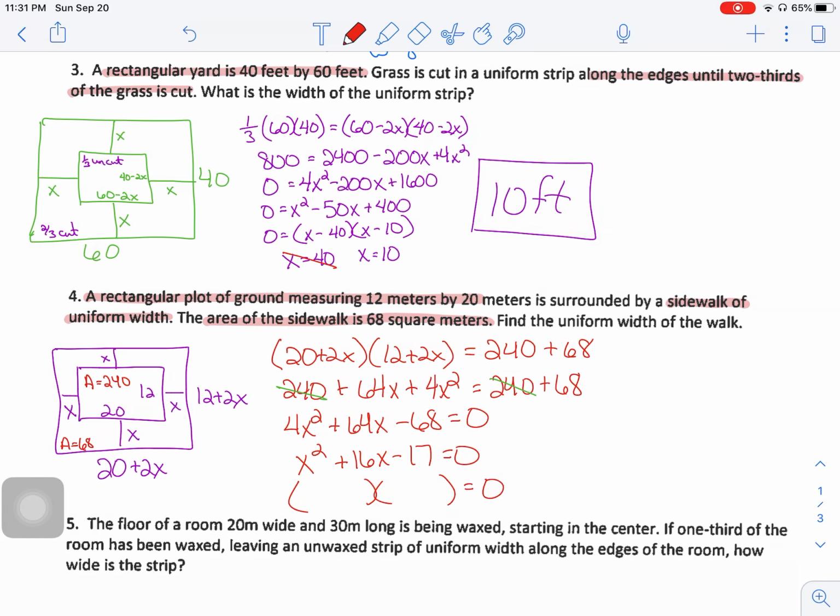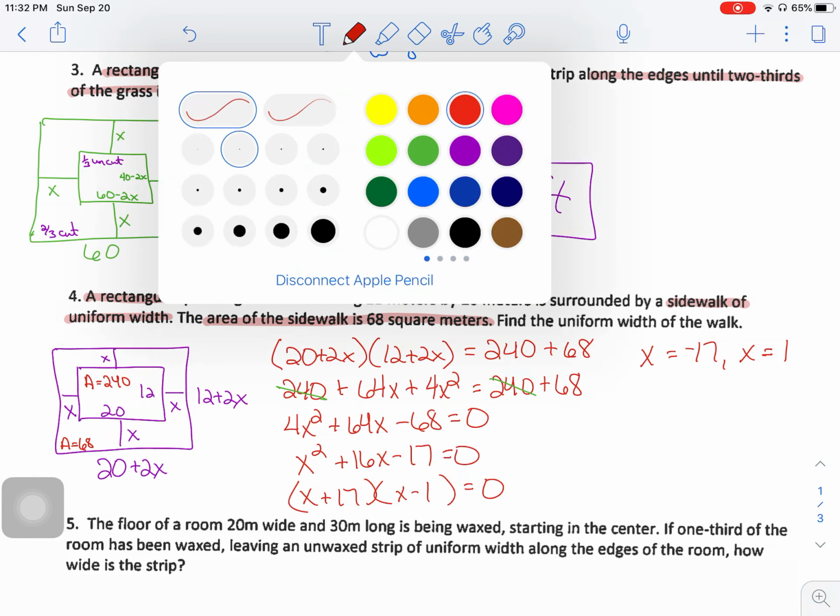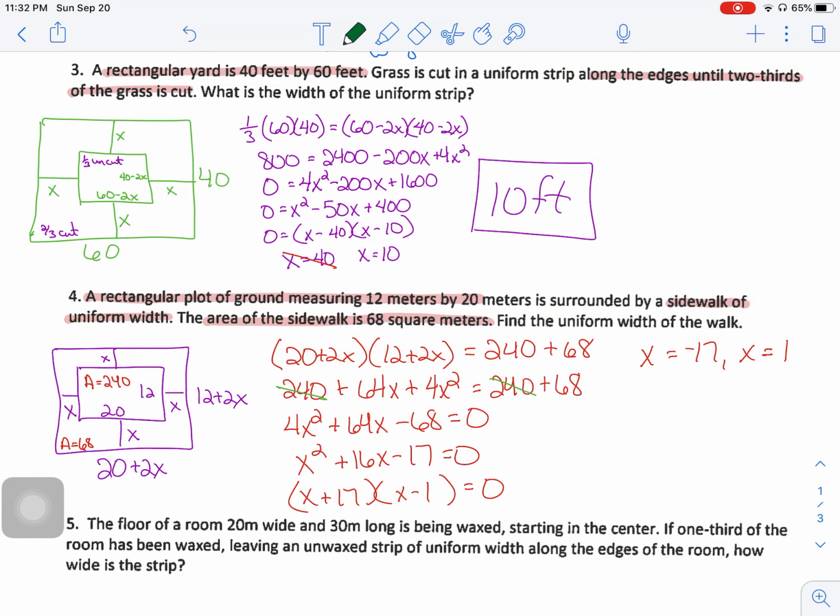Take a moment and factor. Negative 17 and positive 17, negative 1. So that's going to get me x is equal to negative 17 or x is equal to 1. One of those answers gets thrown out because it does not make any sense to talk about a sidewalk that is measuring negative 17 meters. What is the uniform width of the walk? 1 meter.